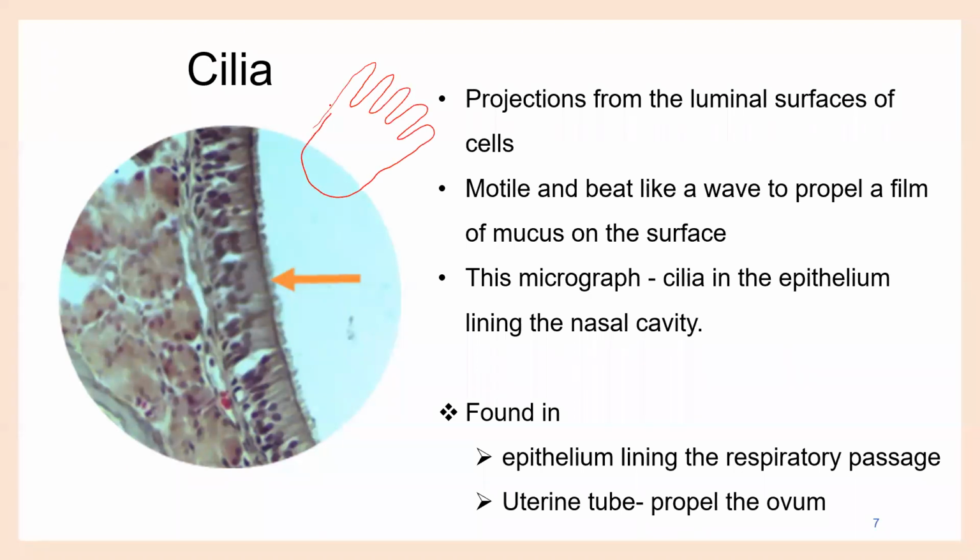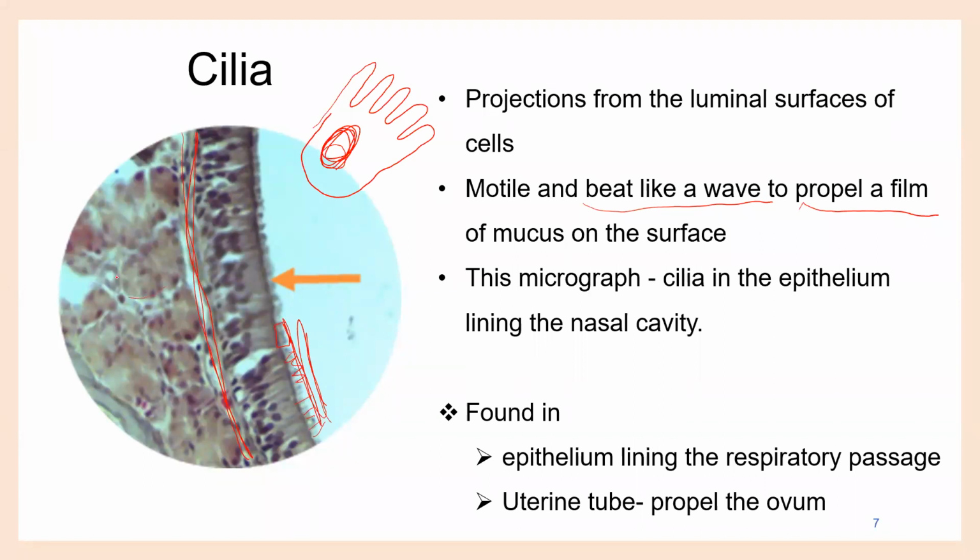So the cell will be like this with the nucleus, right? This epithelium is pseudostratified columnar ciliated, that will be the basement membrane, and these are the cilia. They are quite large and you can see them quite clearly. Those are all cilia, and as you know, these cilia are motile. They can beat like a wave, right? They have the ability to move, and because of that, if there is mucus on top, that mucus will be propelled on the surface.